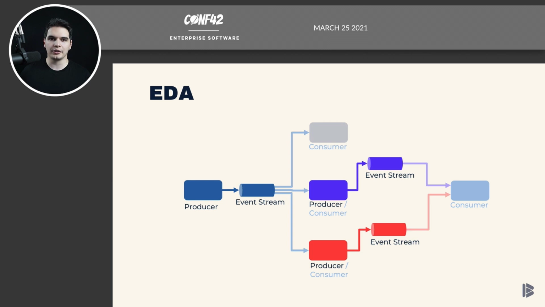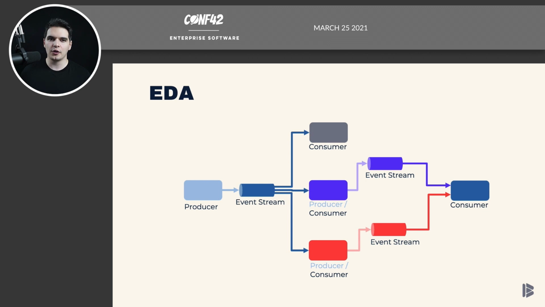Now, if we isolate only the producers, we can immediately notice that there is only one producer type per event stream. The blue service produces on the blue event stream, the purple service produces on the purple event stream, and so on. You should definitely keep this in mind when you're designing your event-driven architectures. You could, for example, use multiple producer types to produce to one event stream, but that will complicate a lot the consuming process.